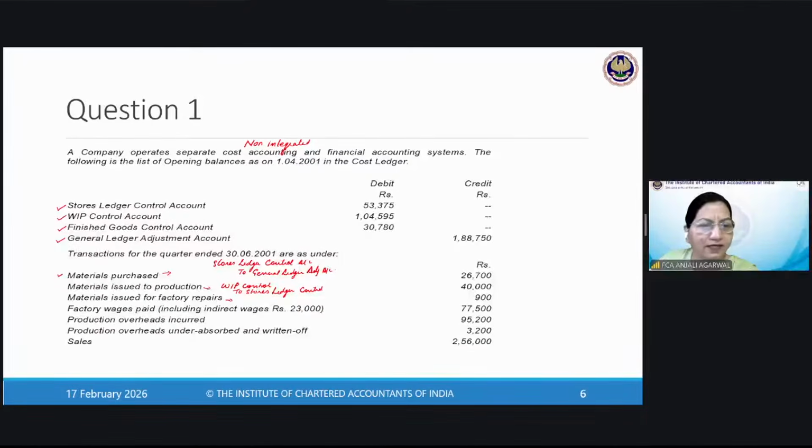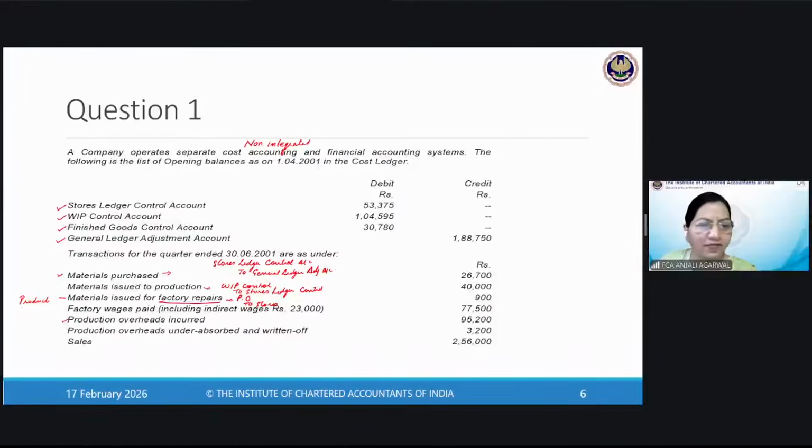Then here it is said material issued for factory repairs. Factory repairs becomes production overheads or factory overheads. Do we have a name here already? No. So maybe I'll call it production overhead. And yes, here it is production overheads. So this is production overheads to stores, right? So 900 worth of goods is used as production overheads.